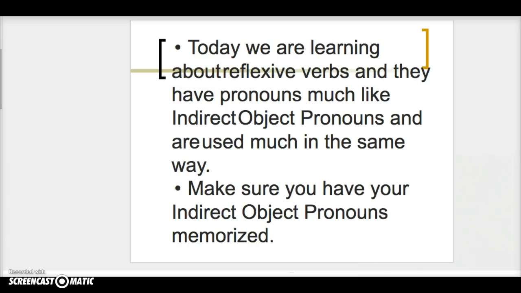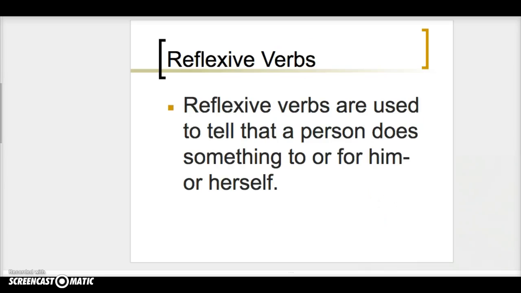Like I said, we're going to be learning about reflexive verbs, and they have pronouns that are very similar to indirect object pronouns and are used in a very similar way. But still, make sure you have your indirect object pronouns memorized, because you don't want to get them confused with the reflexive pronouns. Now, reflexive verbs. We've seen these before, so again, we're just reviewing. If you need more help, you can always come and see me.